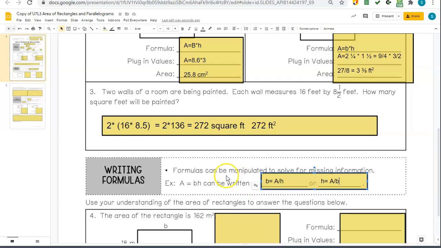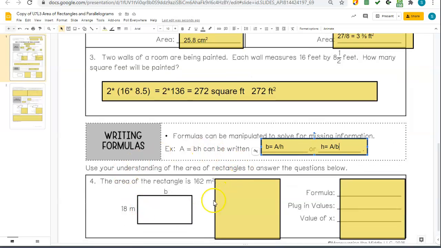Alright? So sometimes we're going to know all the information, or sometimes we're going to know the area, and we're going to go back and try to find the missing side. This is why we practiced equations earlier in the year. So we know that our area equals base times height. Our area is 162, and that's going to equal our base times 18.